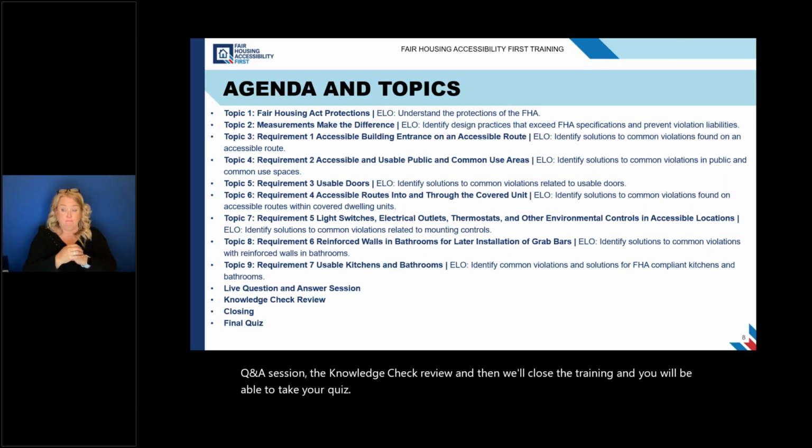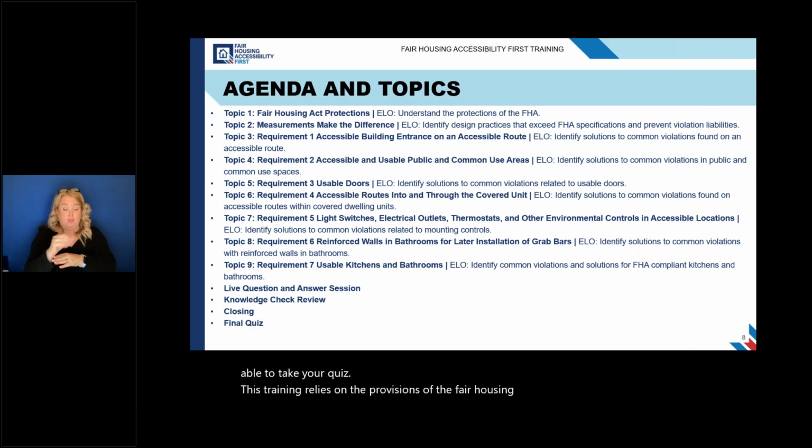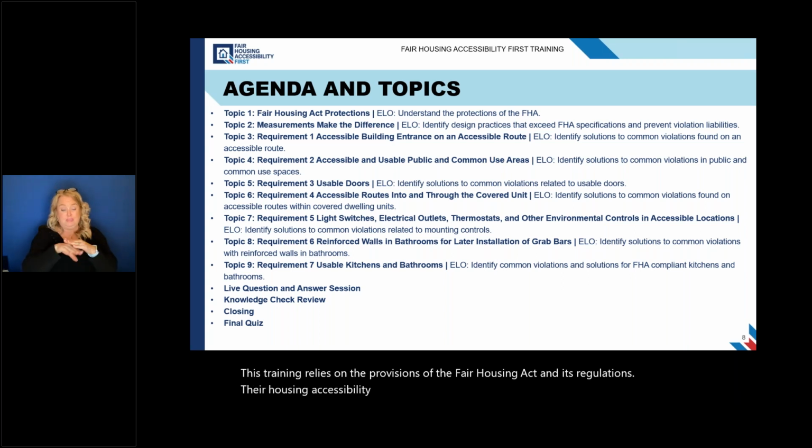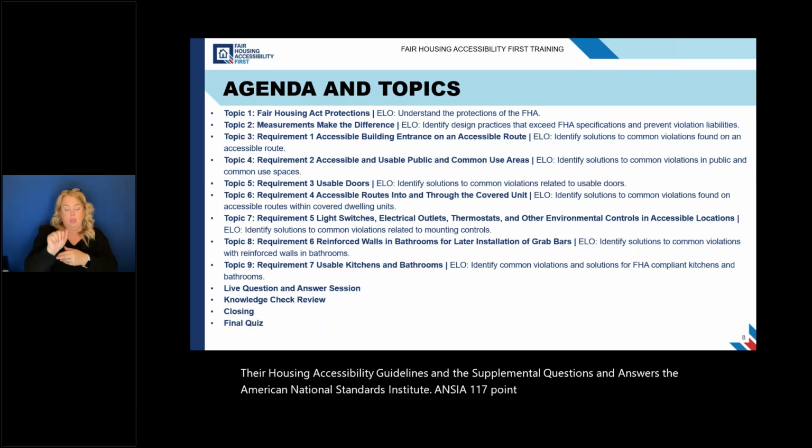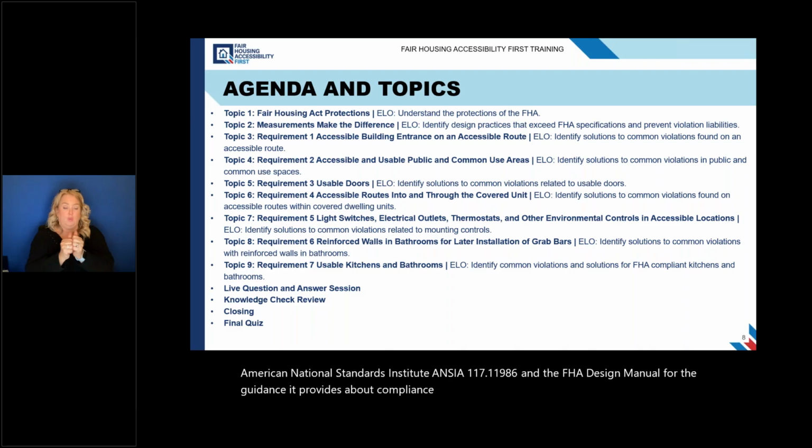This training relies on the provisions of the Fair Housing Act and its regulations, the Fair Housing Accessibility Guidelines and the supplemental questions and answers, the American National Standards Institute, ANSI, A117.1, 1986, and the FHA Design Manual for the guidance it provides about compliance with the technical design and construction requirements in the Act.